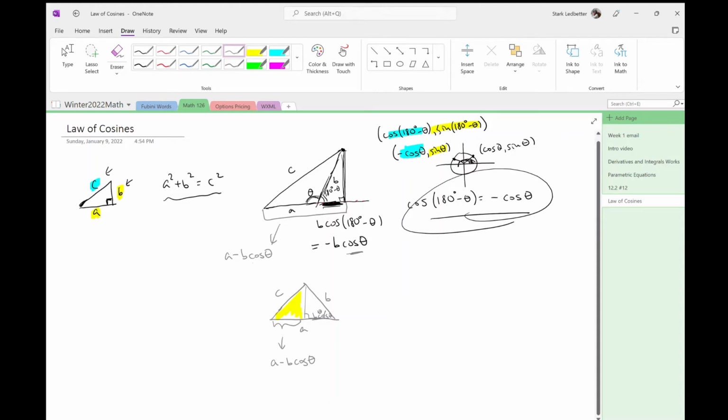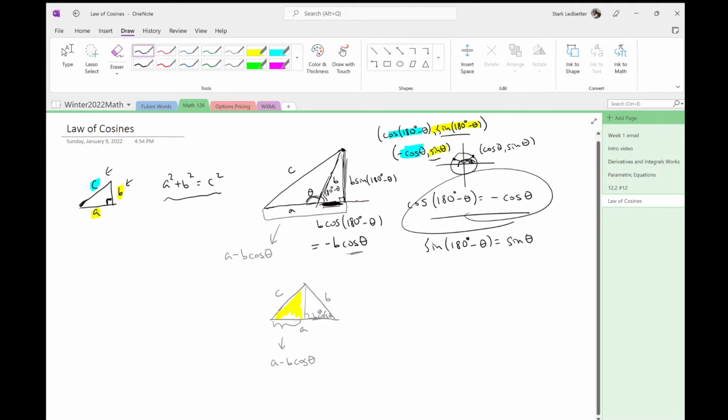Okay, so that is that length. We also need to do this vertical length. By the same reasoning, this is b sine (180 minus theta). And remember, we said this other thing: sine(180 minus theta), by those yellow things being equal, is equal to sine theta.